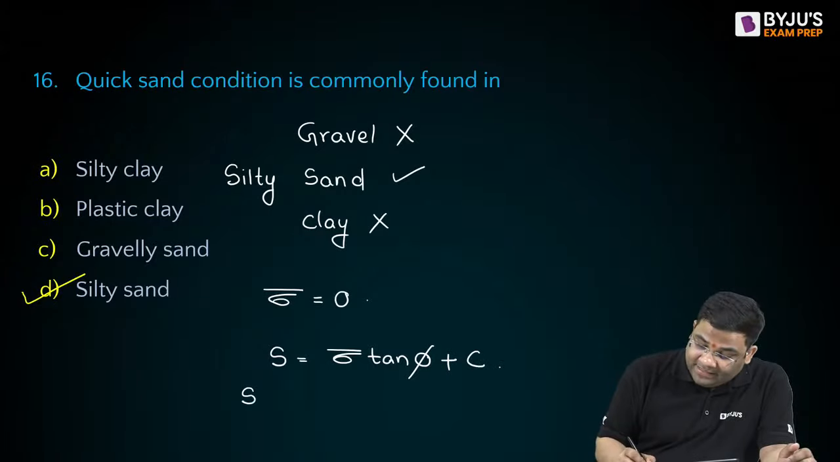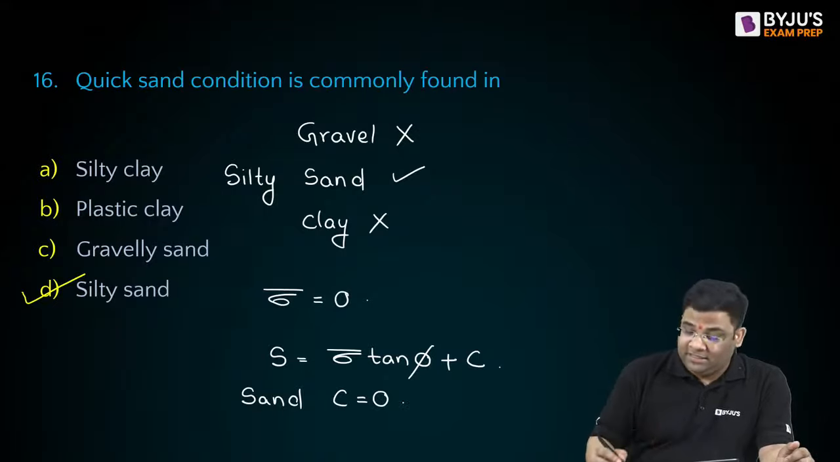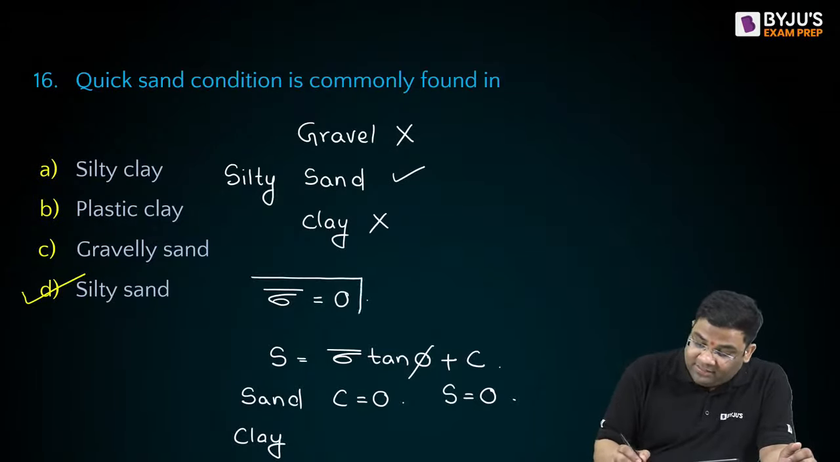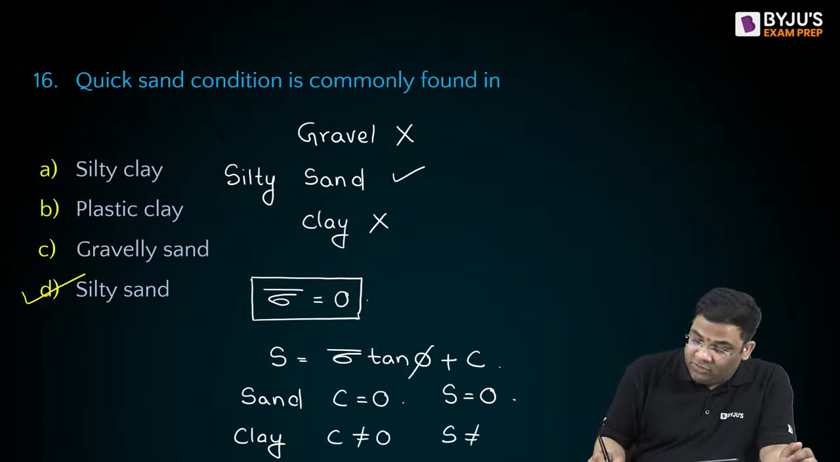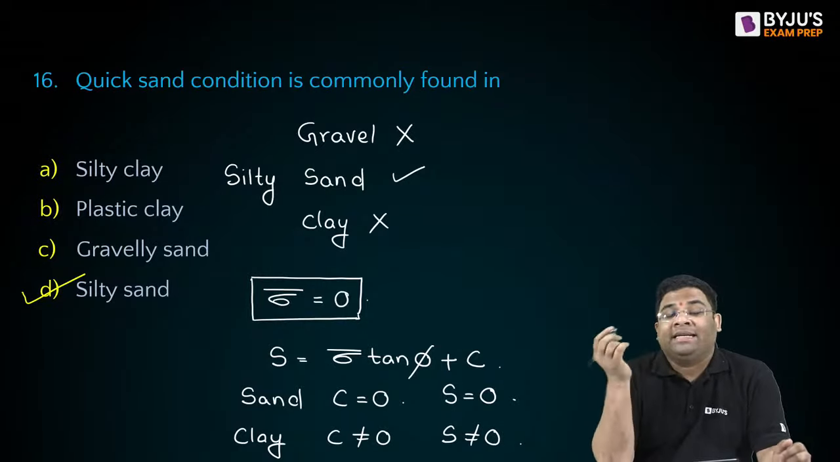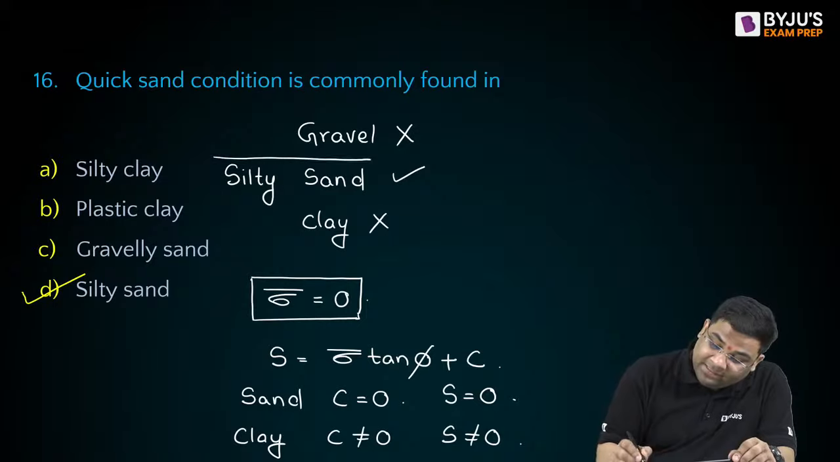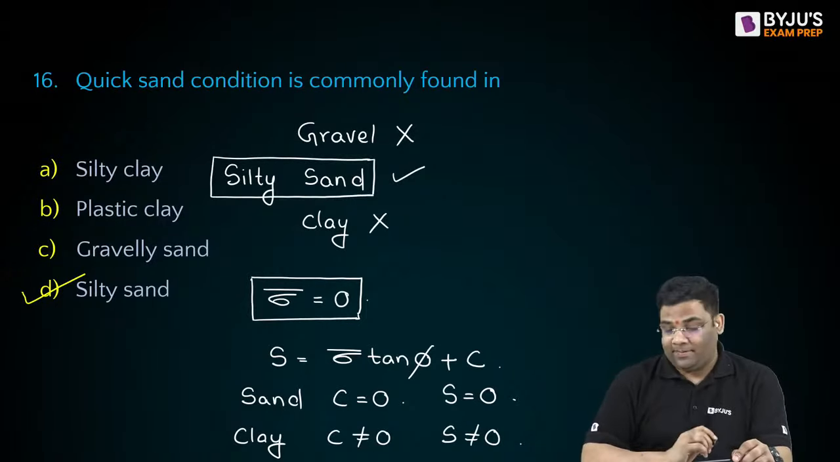Now in sand, silty sand, what happens? Your C is 0. If C is 0, then shear strength is 0, right? But in clay, even if your effective stress is 0, C is non-zero. So shear strength also will be non-zero. So we don't find quicksand condition in clays. We only find it in silty sand. Remember this. Next question.